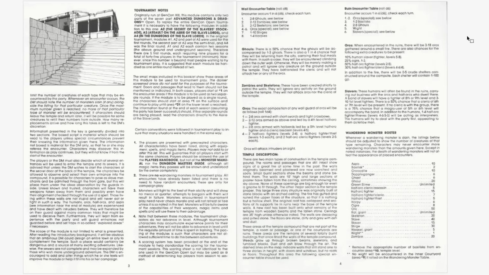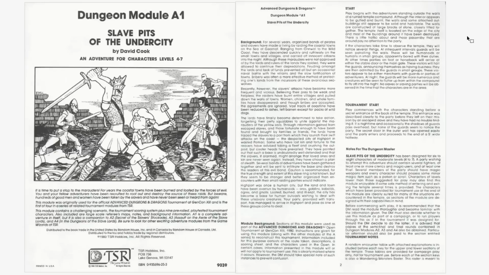So I'll go back to the beginning here. And so basically, the way that these modules are put together is it gives you the ability, if you want, to run it as a tournament adventure the way that it was played at Gen Con 13. So they give you that detail and they tell you specifically what parts to ignore.